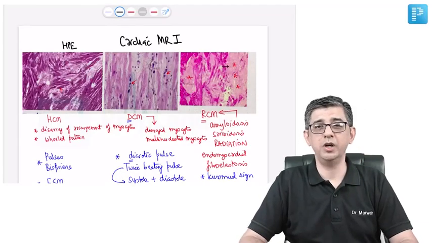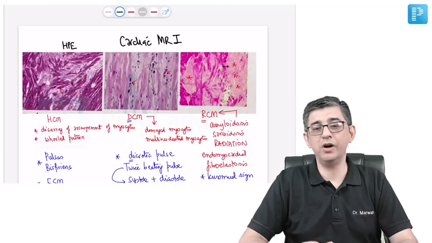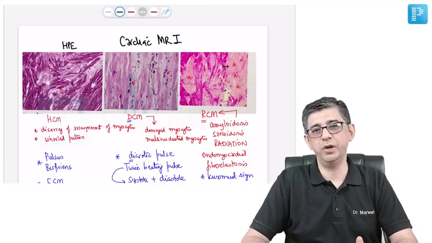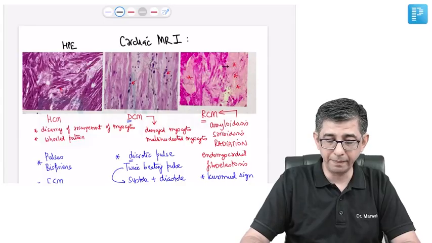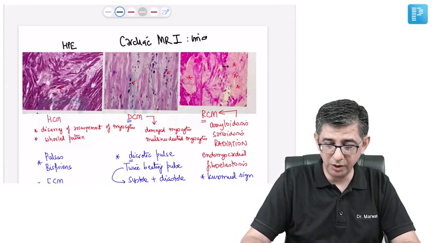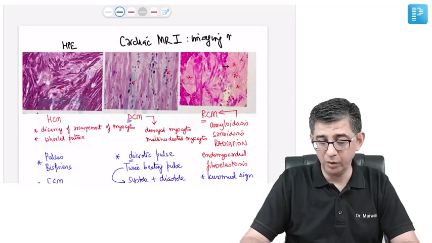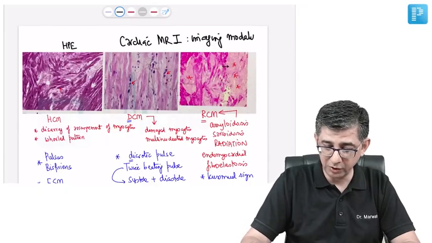So cardiac MRI can pick up problems in the muscles, or problems lying outside the muscles as well. So this would be one imaging modality. I'm not saying that this is the only imaging modality. We can obviously use echo also and judiciously come to a conclusion about what type of cardiomyopathy is present.